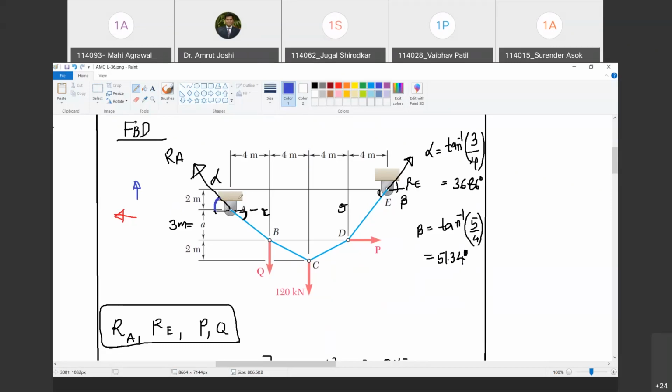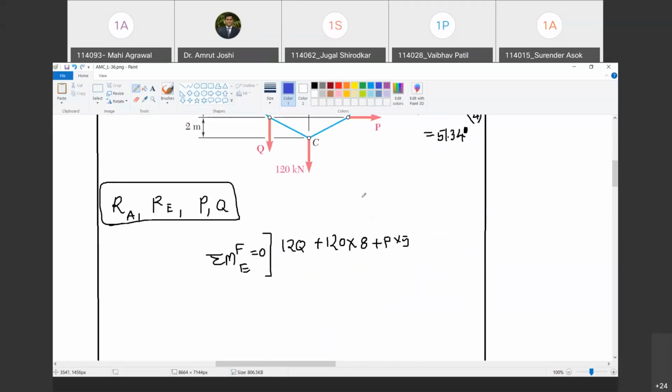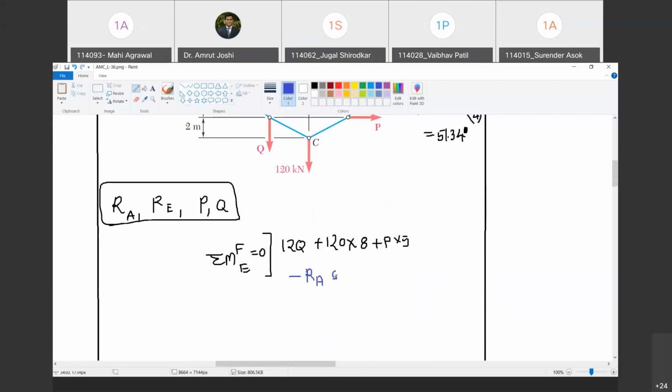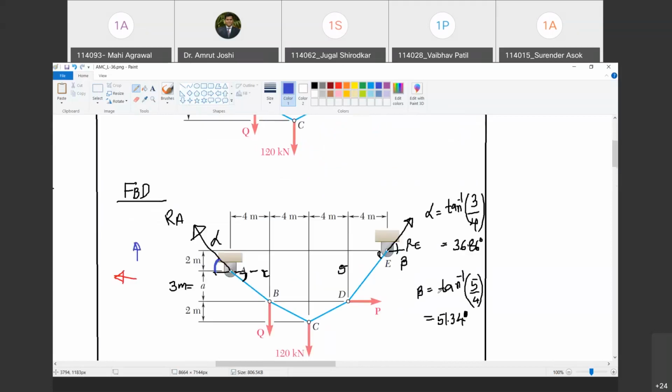Happy? Yes, sir. And what is the moment of RA sin alpha about E? RA sin alpha into 16. And clockwise या anti-clockwise? Clockwise. So therefore minus RA. What is sin alpha? Sin of 36.86. Happy? This multiplied by 16. Happy? Yes, sir.